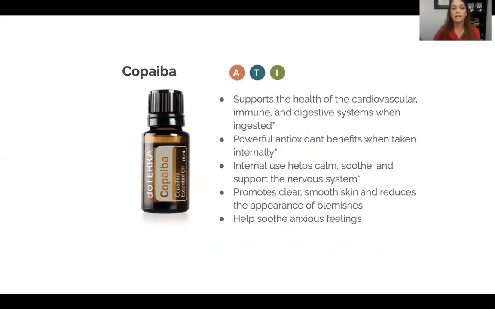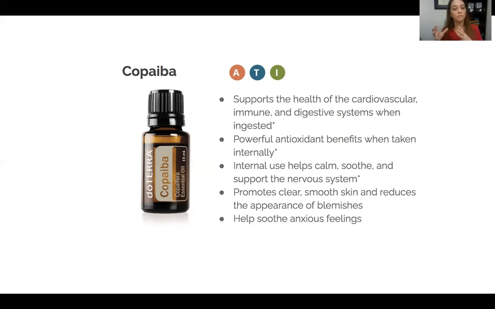Copaiba. Copaiba is probably my second most, if you had to choose two oils, I would go frankincense and copaiba. And copaiba is because it works on the endocannabinoid system. And what that system does is pretty much, it's the gateway to all the other systems in our body: cardiovascular, immune, digestive system. It supports your nervous system in a way of, if you suffer with anxiety or you have pain or discomfort, copaiba is going to directly affect the receptors of the endocannabinoid system.